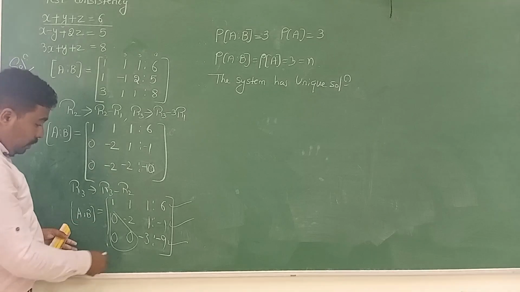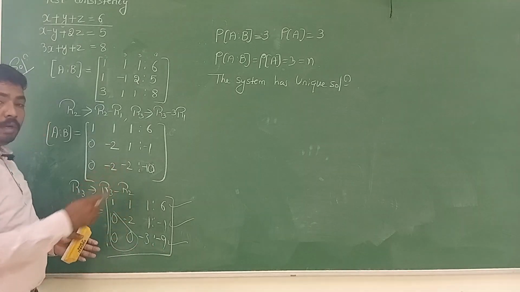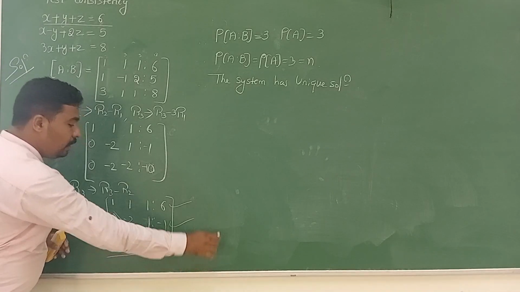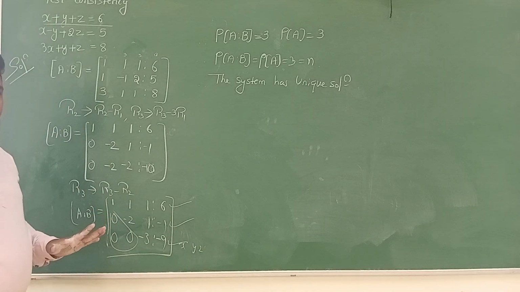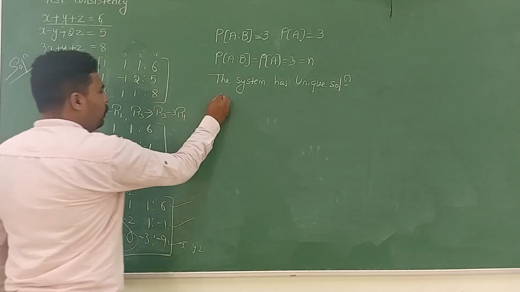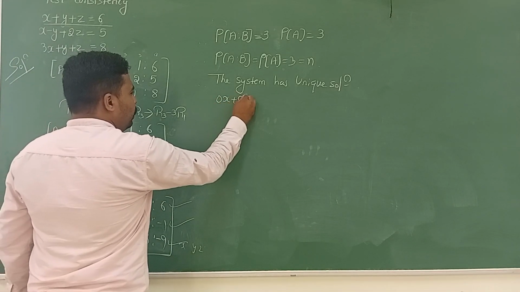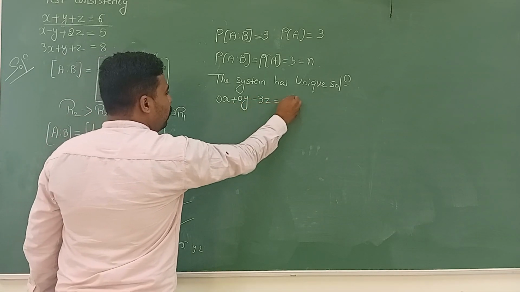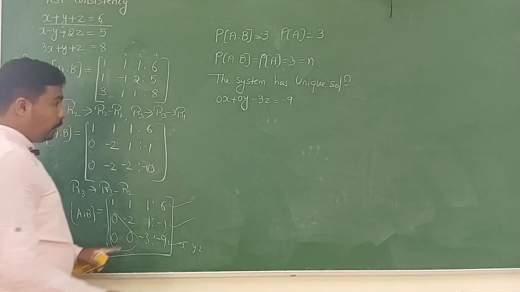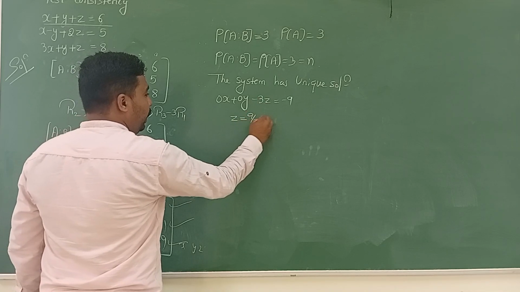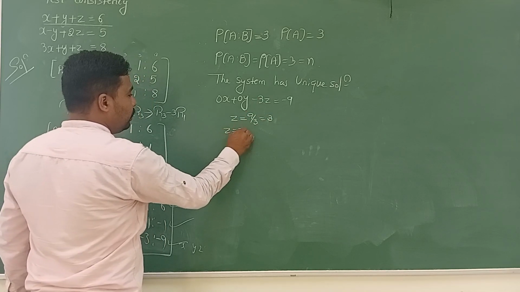Okay. So in this augmented matrix, the echelon form matrix, we have to multiply x, y, z with all the rows. The last row we will start with. It is 0 into x, 0 into y, 0y, minus 3 into z equal to minus 9. So from this we will have z equal to 9 by 3, that is 3. Z value is 3.